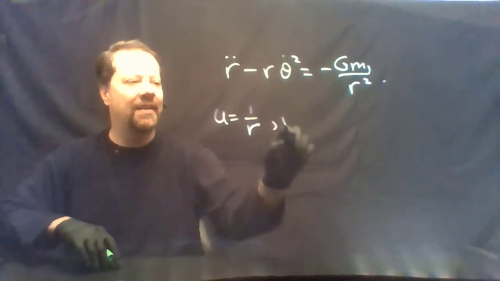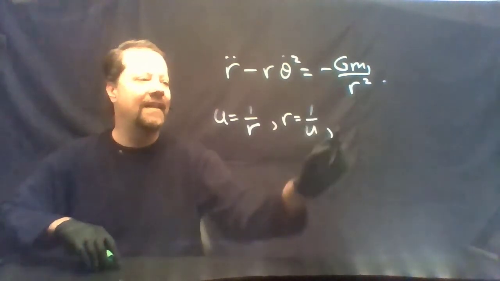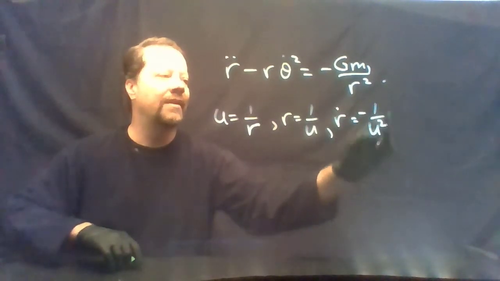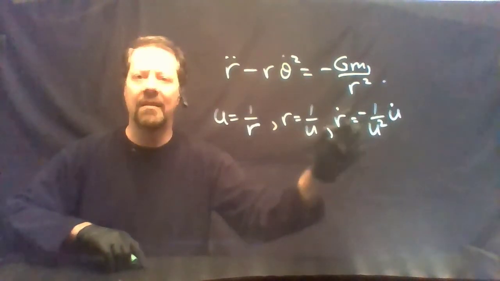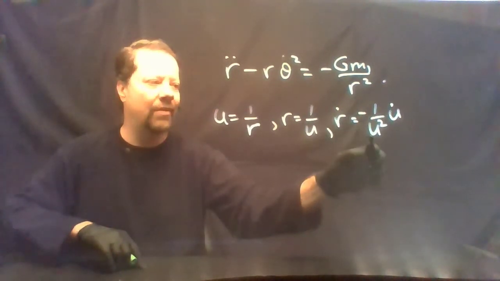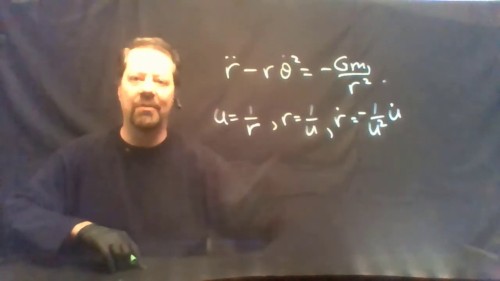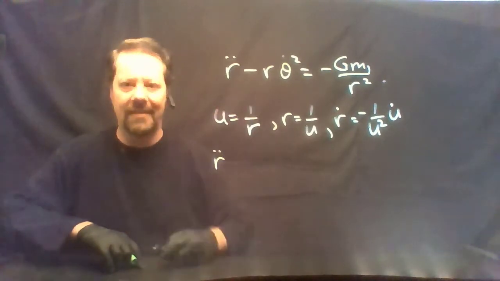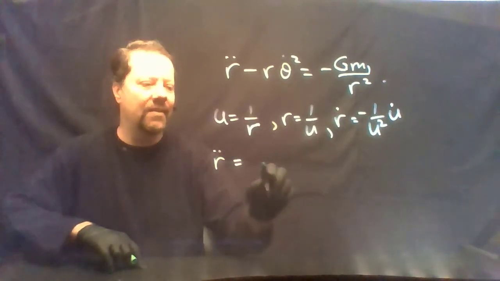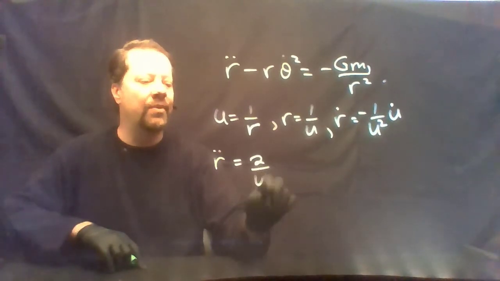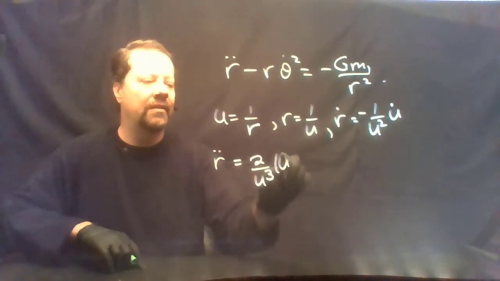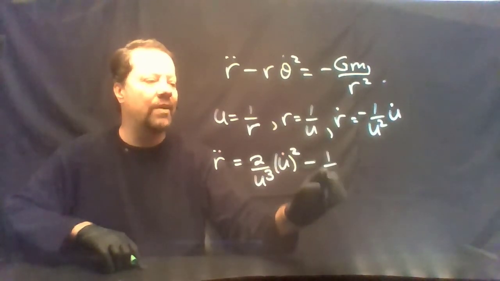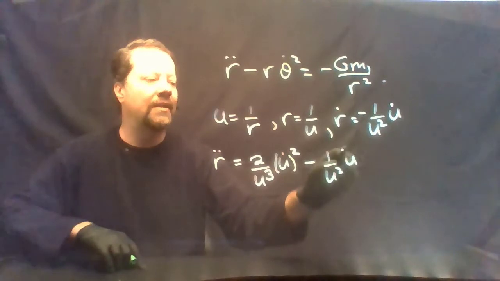So note that r is 1 over u, and that means r dot is going to be negative 1 over u squared times u dot. The derivative of 1 over x is negative 1 over x squared. By the chain rule, we have to multiply by u dot. Then what is r double dot? That's going to be 2 over u cubed, we get another factor of u dot by the chain rule, and then minus 1 over u squared u double dot.